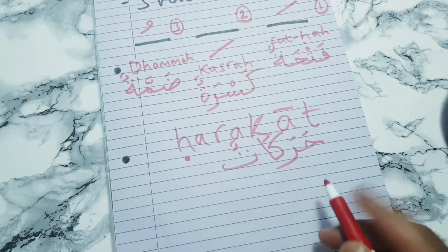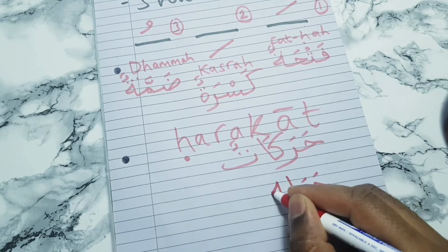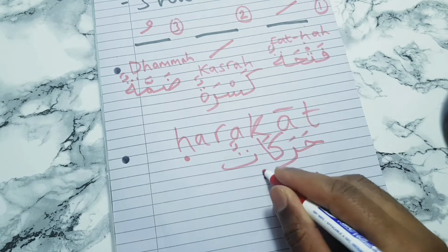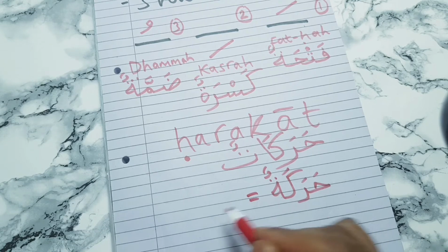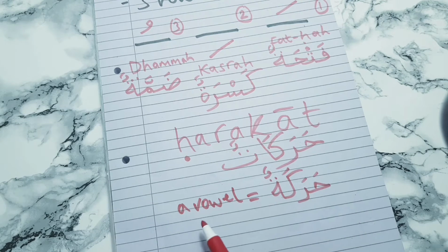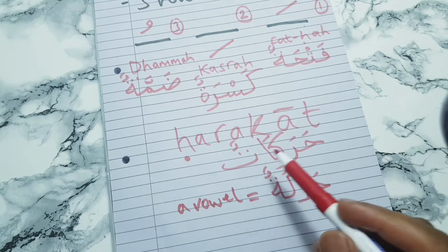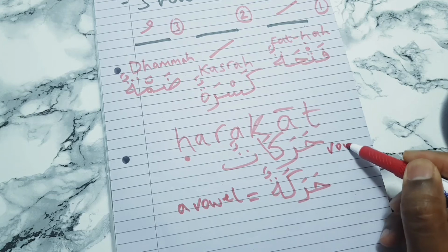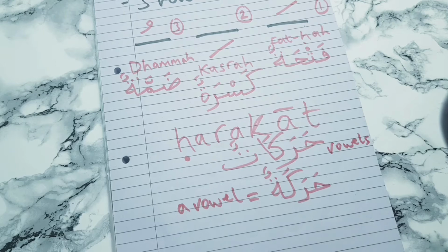Let me write that here. Harakatun. Stop here, you say harakah. What's a harakah? A vowel. One, yani, one vowel. If it's more than one, or plural, we say harakat, vowels. Harakat, vowels. Harakah, one vowel.